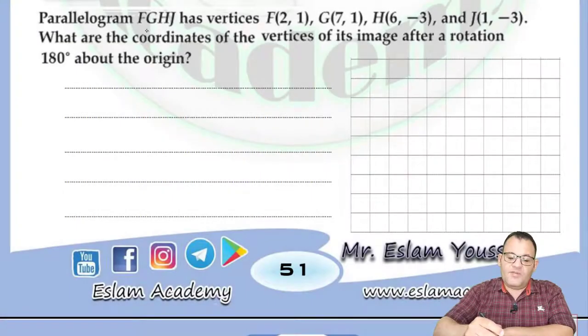In this problem, we have the parallelogram FGHJ with the vertices F (2, 1), G (7, 1), H (6, -3), J (1, -3). We need to find the coordinates of the vertices of the image after rotation with angle 180 degrees about the origin point. So at first, we will write the coordinates of the parallelogram.